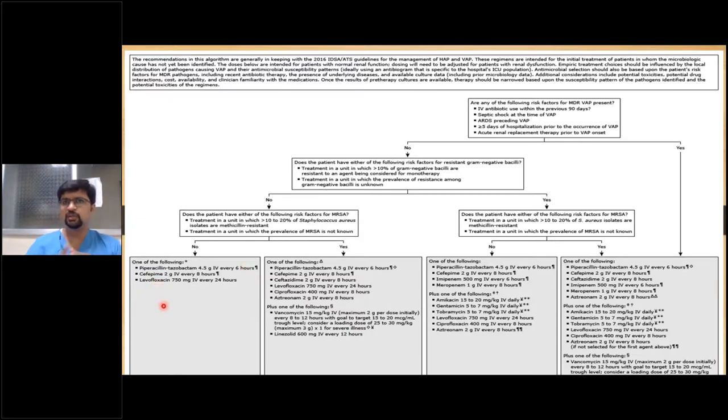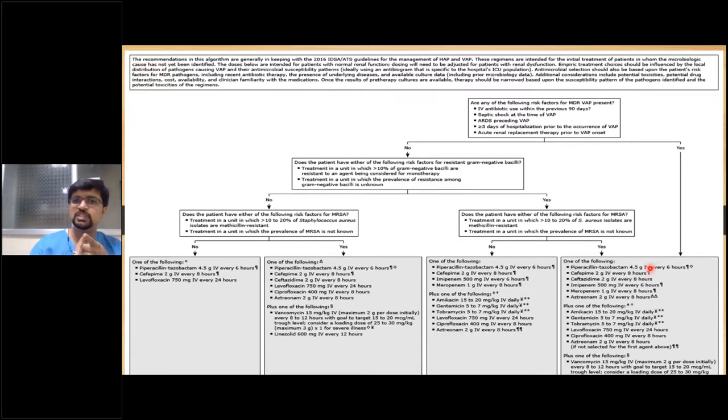I'll explain it once again. If the risk factors for MDR-VAP are present, then definitely go for two antibiotics for Pseudomonas and one antibiotic for MRSA. When you look into your local antibiogram, you look at two things. One, for your gram-negative bacilli, if more than 10% are resistant to the monotherapy you give initially, then go for two medications for Pseudomonas. So that becomes a risk factor for MDR-VAP. If more than 10 to 20% of the isolated staph aureus are methicillin resistant, opt for vancomycin or linezolid.